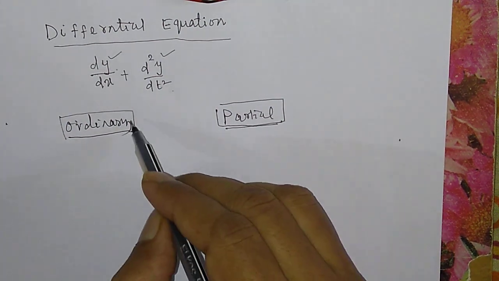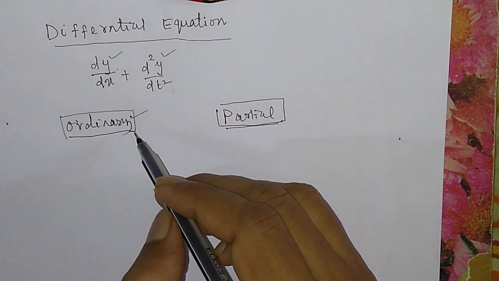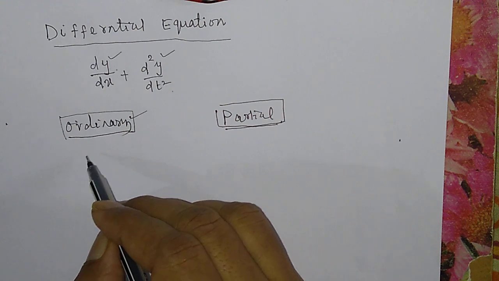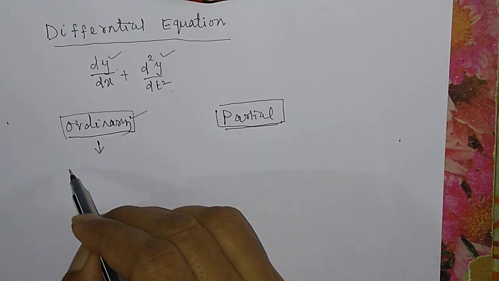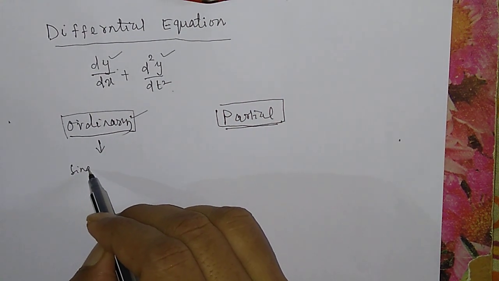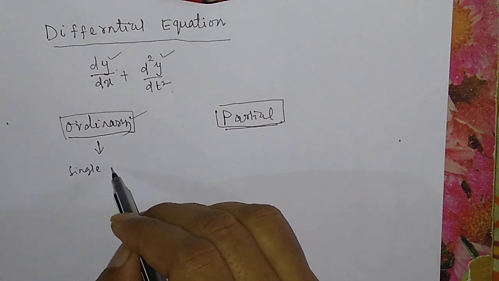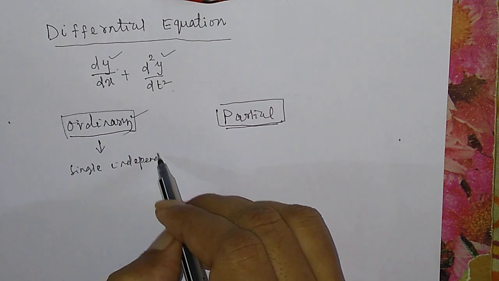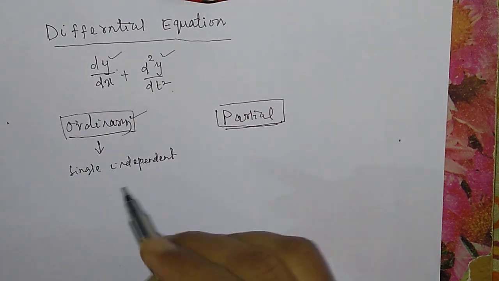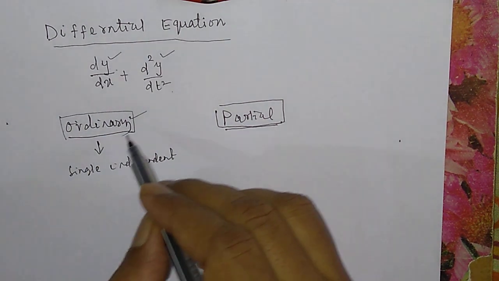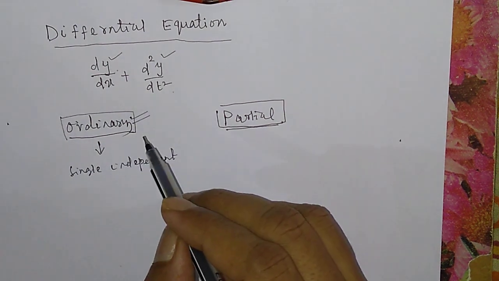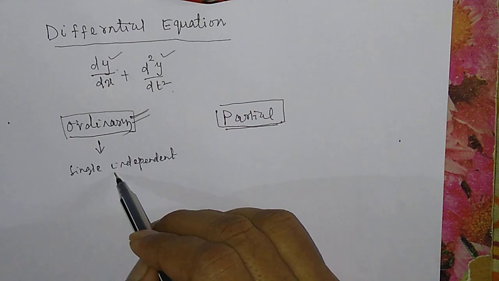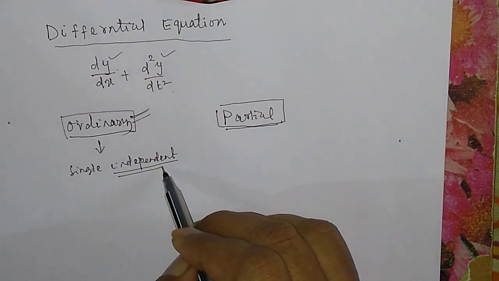What is an ordinary differential equation? If any differential equation involves a single independent variable, remember, single or one independent variable, then it is called an ordinary differential equation. Okay, in an ordinary differential equation you have one independent variable.